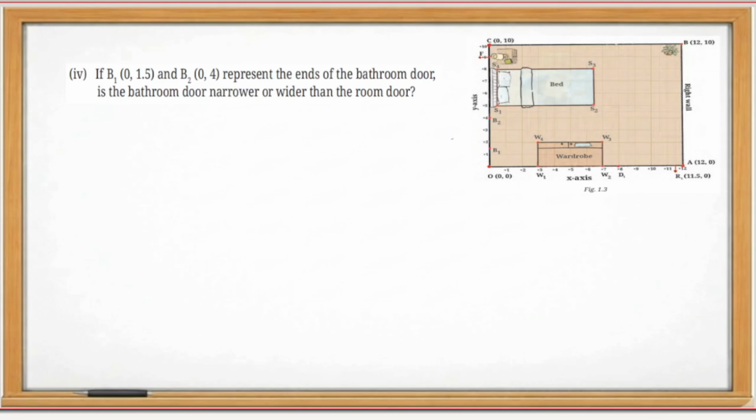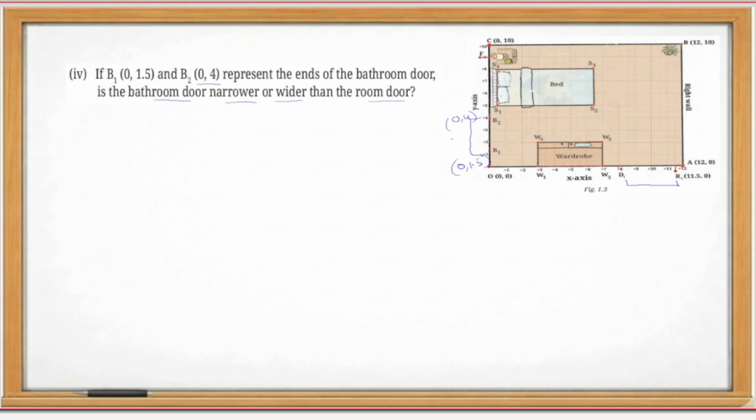Now, fourth question. If B1 0 comma 1.5 and B2 0 comma 4 represent the ends of the bathroom door. So if you look here, this is B1 and B2, and the coordinates are 0 comma 1.5 for B1 and 0 comma 4 for B2. This represents the ends of the bathroom door. Is the bathroom door narrower or wider than the room door?